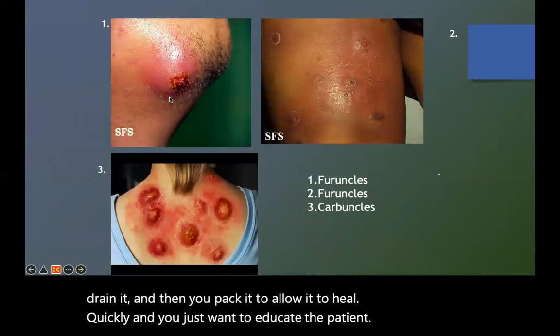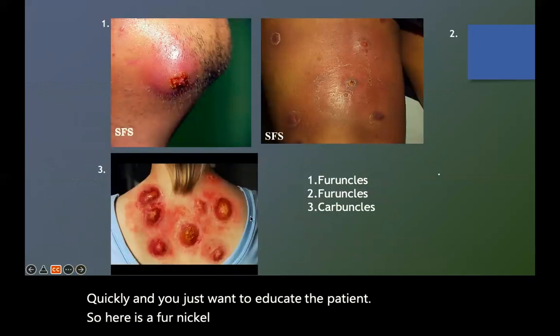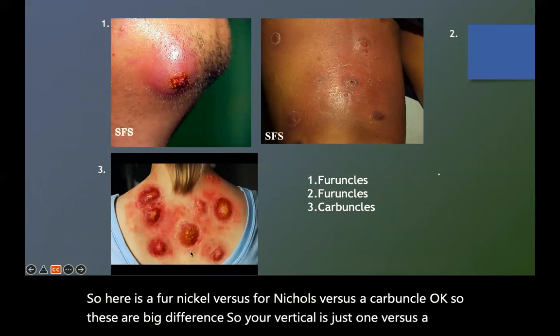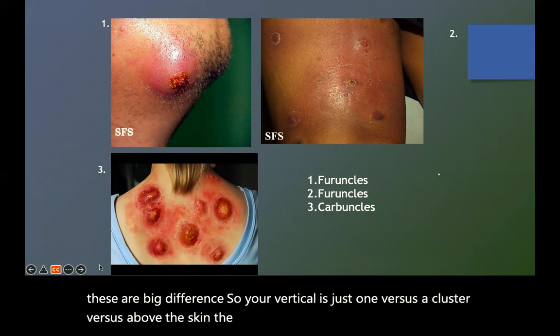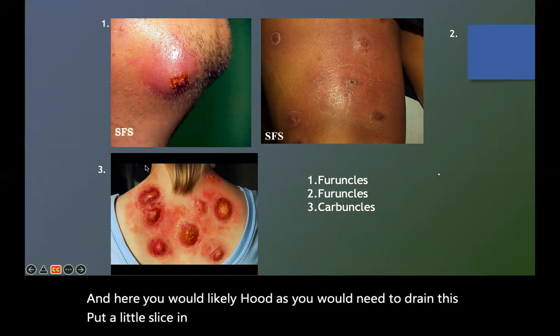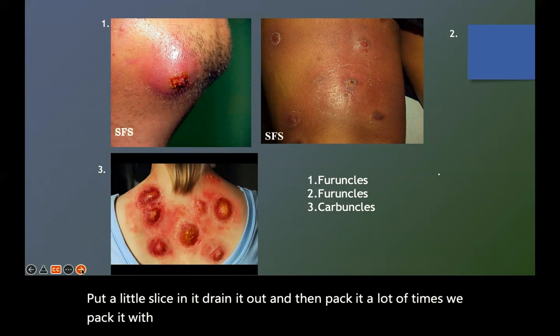So here is a furnicle versus furnicles versus a carbuncle. Okay, so these are a big difference. Your furnicle is just one, versus a cluster above the skin, the carbuncle. And here the likelihood is you would need to drain this, put a little slice in it, drain it out, and then pack it. A lot of times we pack it with iodoform packing strip or packing gauze.